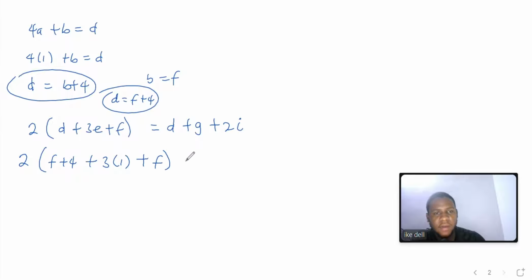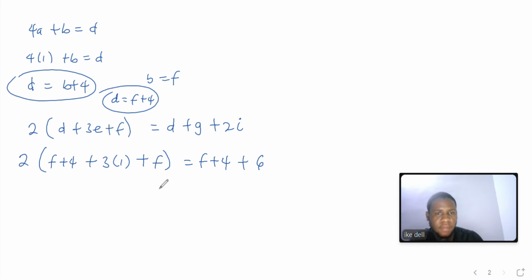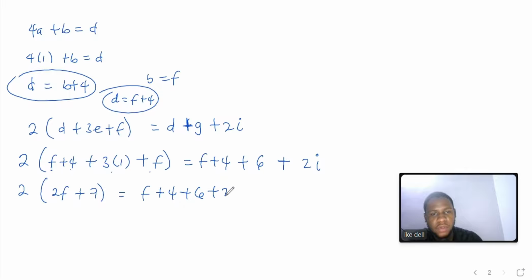Plus f again will be equal to d, which is f plus 4 plus g, which is 6, right? Plus 2i. I don't even know what i is for now, so I'll just leave it there hanging. So we basically have 2 into, this is f plus another f, that's 2f. This is 4 plus 3, that's 7, is equal to f plus 4 plus 6 plus 2i.